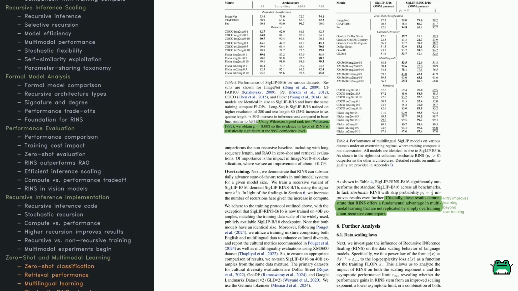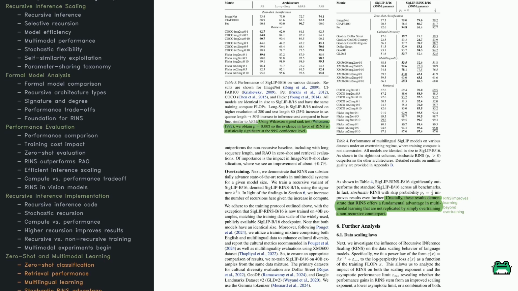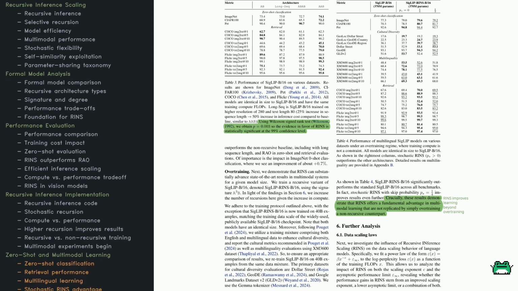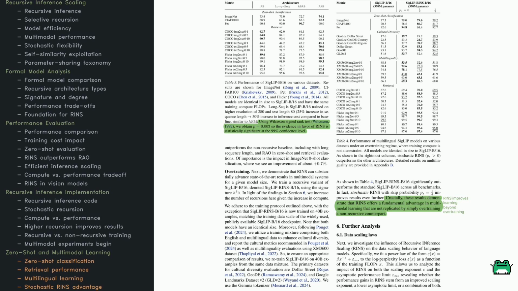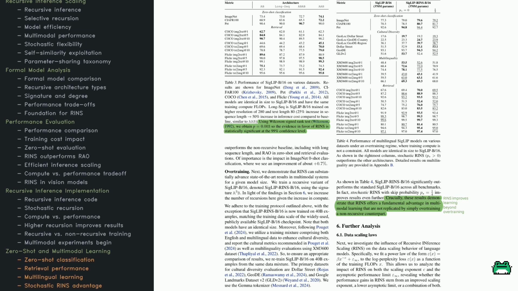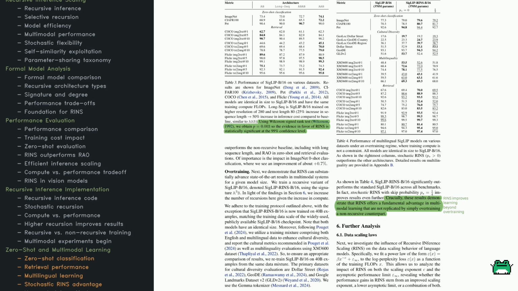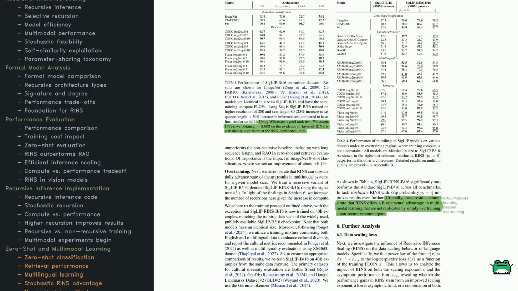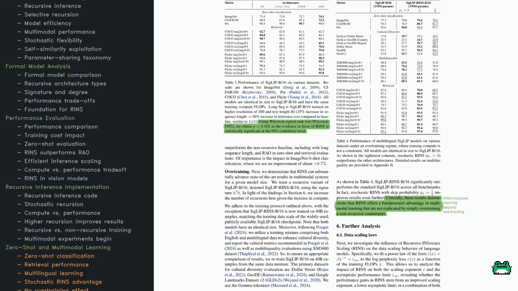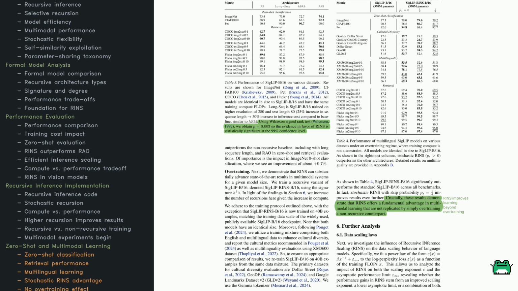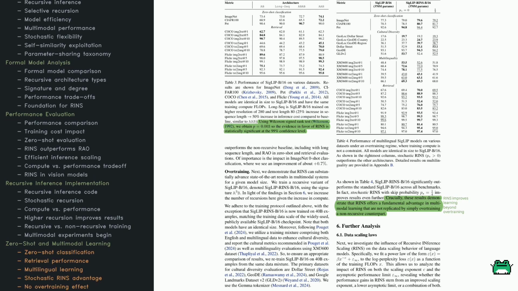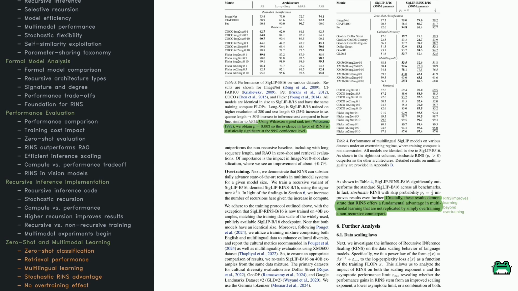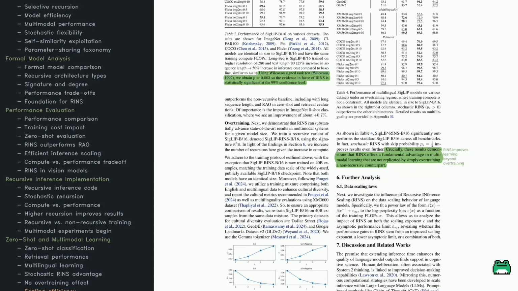RINS helps across classification, retrieval, and even cultural diversity metrics. Interestingly, stochastic RINS outperforms the standard version. The random skipping seems to reduce overfitting while still leveraging recursion. Crucially, they rule out simple overtraining as the cause. Models with the same dataset size still do better with RINS, suggesting recursion captures something fundamental, perhaps the self-similar structure of language. It's an efficient inference strategy that leads to better generalization.